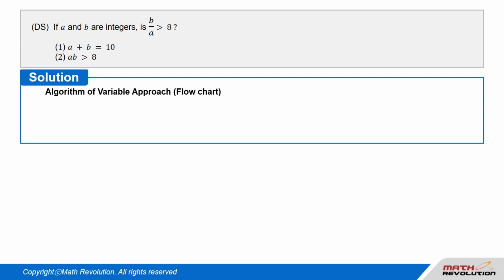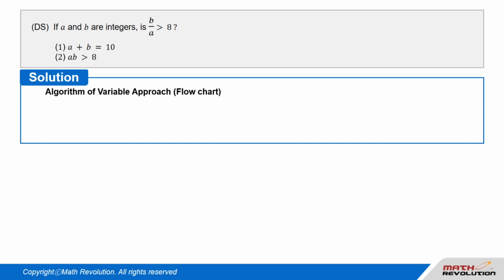Solution. Now we will solve this DS question using the algorithm of the variable approach. Algorithm of the variable approach, flowchart. The most difficult questions are key questions, which deal with integers, statistics, probability, inequality, and absolute value. Answering this question correctly and efficiently is key to attaining a score of 50 to 51.